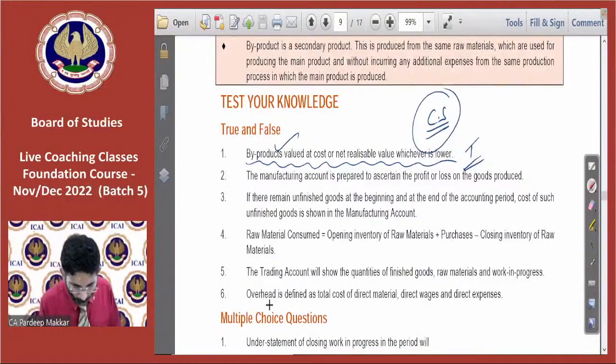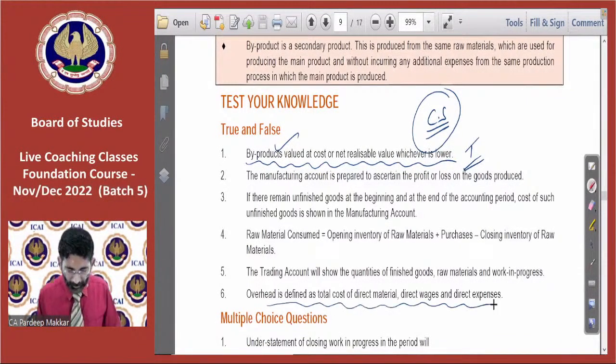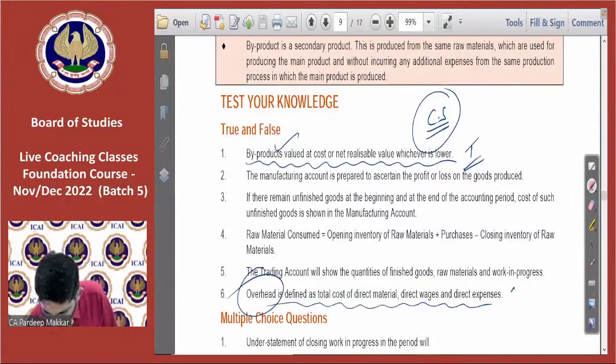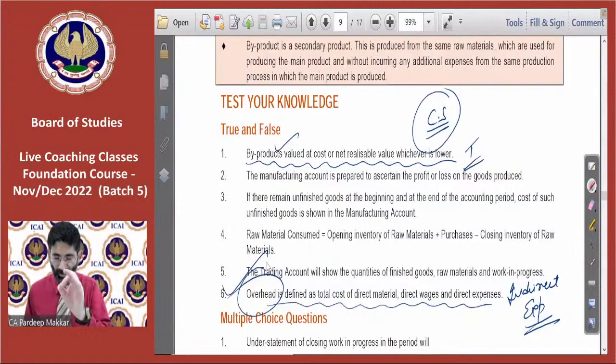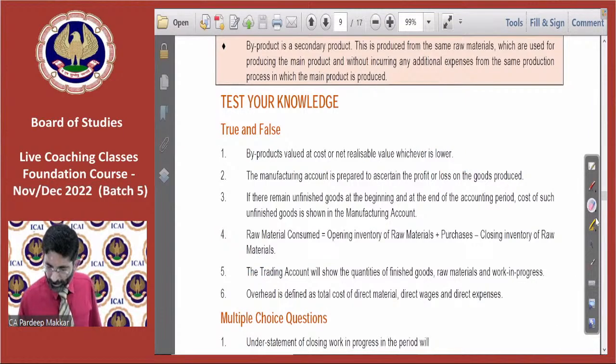Overhead is defined as total cost of direct material, direct wages and direct expenses. Purely wrong. Overhead means indirect expenses, beta. This is a part of cost accounting. Basically, you will have to discuss in detail in cost accounting. That is a part of your group. Okay, you are all in CA foundation. So let's understand it. Overhead means indirect expenses. That means all indirect material, indirect wages, indirect expenses. This is all totaled and overhead is there. Write it down with you. Overhead means indirect expenses. I think this is clear to you.